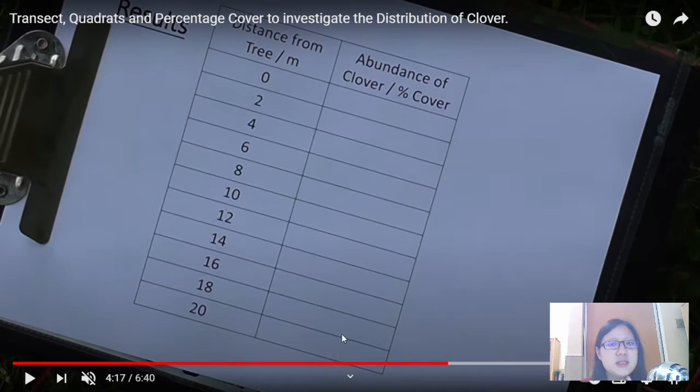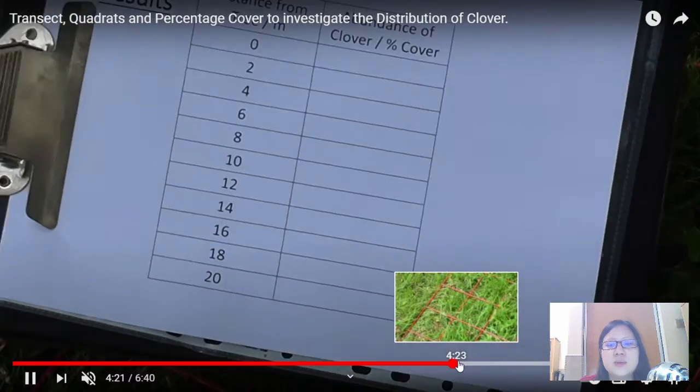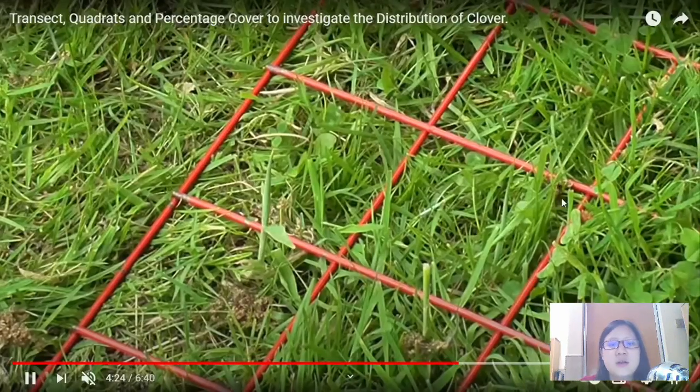And they're just estimating, like just eyeballing it. And I think the video tells you that they actually counted the squares which have clover and used that to estimate the abundance of clover. Okay, fine, sure, you can do that as well. And then fill up the result table.